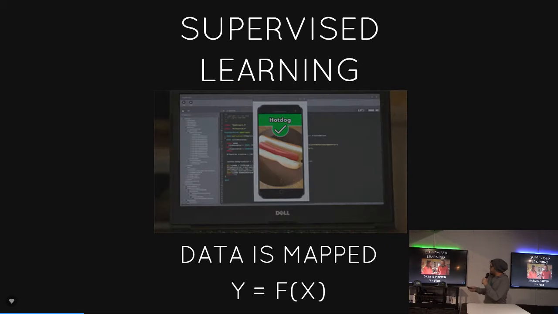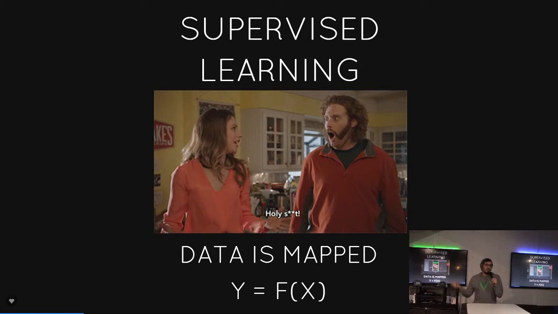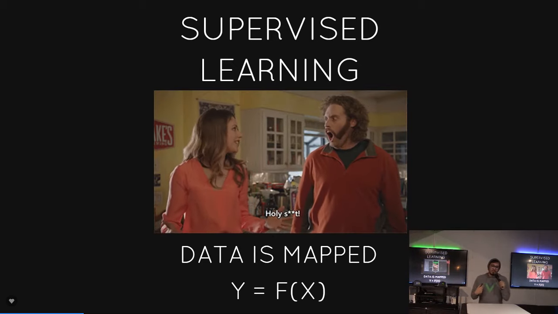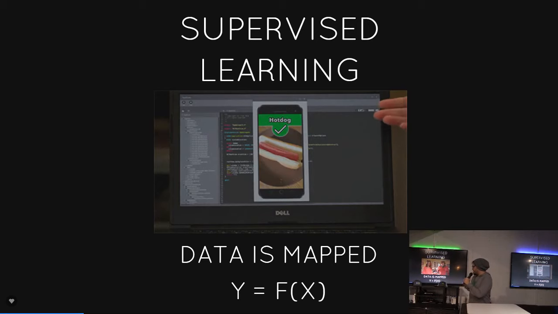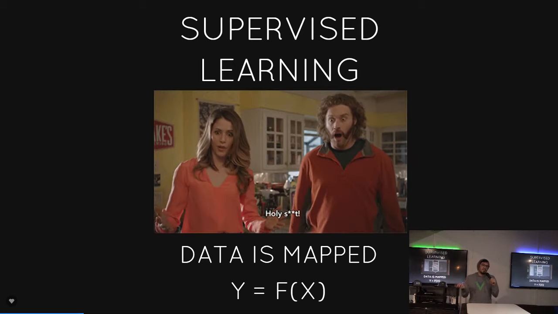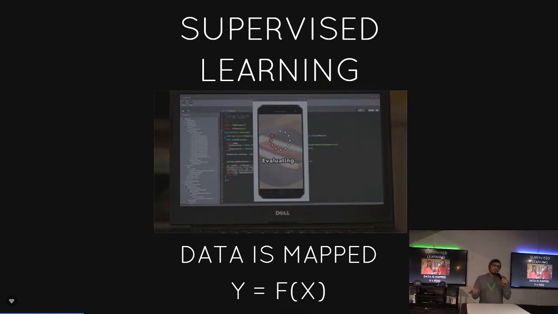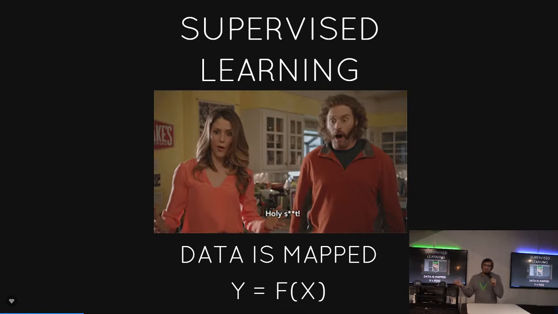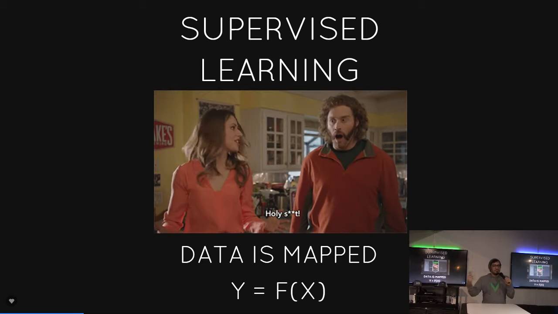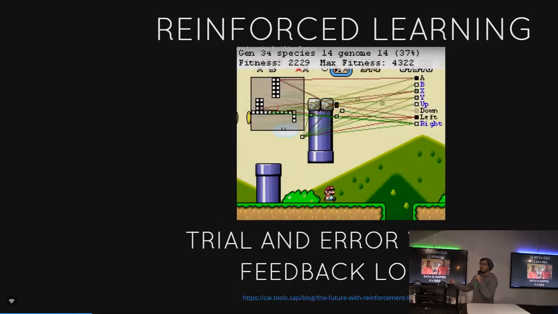Supervised learning. This example, hot dog or not, I'm sure everybody's heard of that. This is where data is mapped and you supervise it. You're going to tell your machine that this is X. There's some function of X that's going to give you Y. I don't know what the function is, and that's the machine's job, to figure out what the function is. So when I give it a new X, it'll spit out the Y that corresponds to what it's learned.